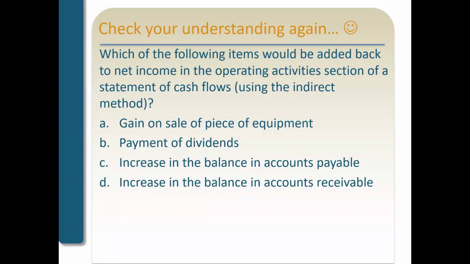Which of the following items would be added back to net income in the operating activity section of a statement of cash flows using the indirect method? Which would be added back? A gain on sale of a piece of equipment, payment of dividends, increase in the balance in accounts payable, increase in the balance in accounts receivable.